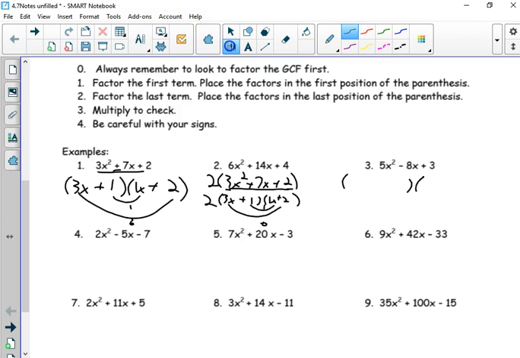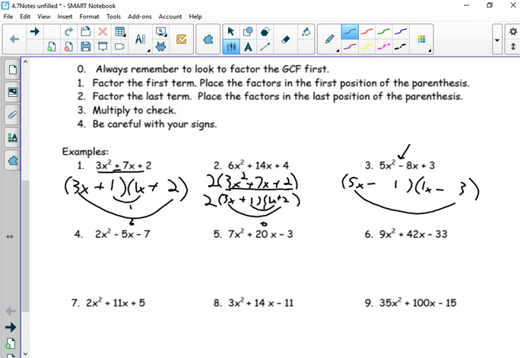Okay, number 3. 5 is prime. There's only one way to get 5. It's going to be 5x and 1x. And there's only one way to get 3. So let's try it, 1 and 3. Now notice, since this is negative, we know they're both going to be negative. We know that off the bat already. But we've got to make sure they add up to negative 8. So let's go.